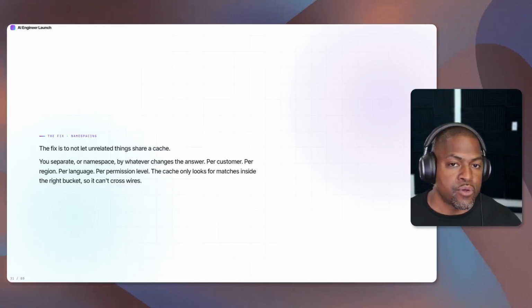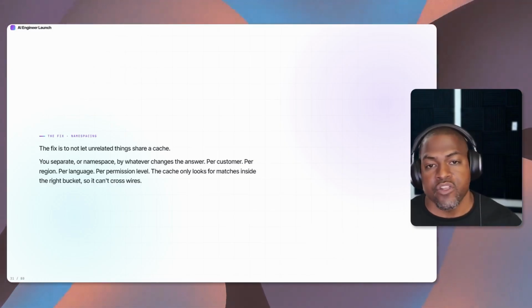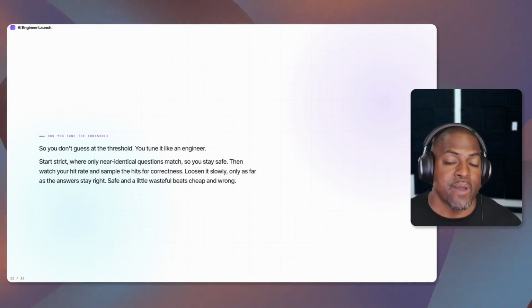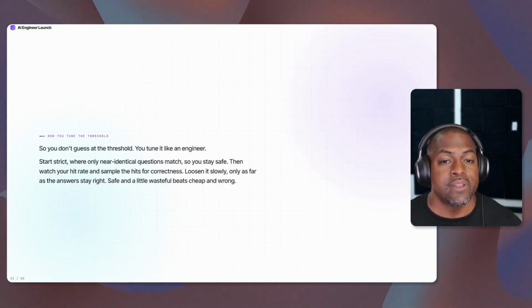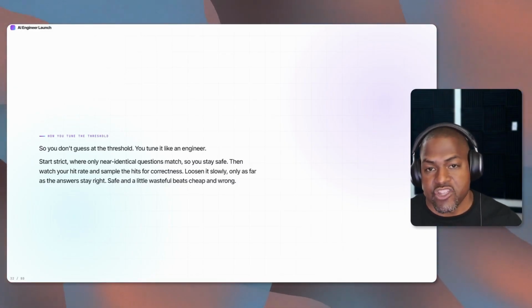So you don't guess at the threshold. You tune it like an engineer. Start strict, where only near-identical questions match, so you stay safe. Then watch your hit rate and sample the hits for correctness. Loosen it slowly, only as far as the answers stay right. Safe and a little wasteful beats cheap and wrong.